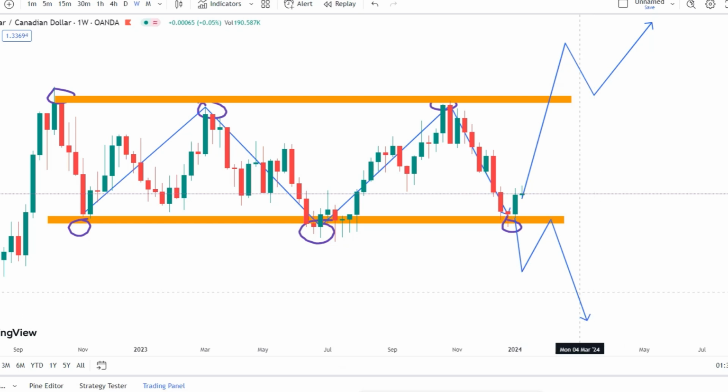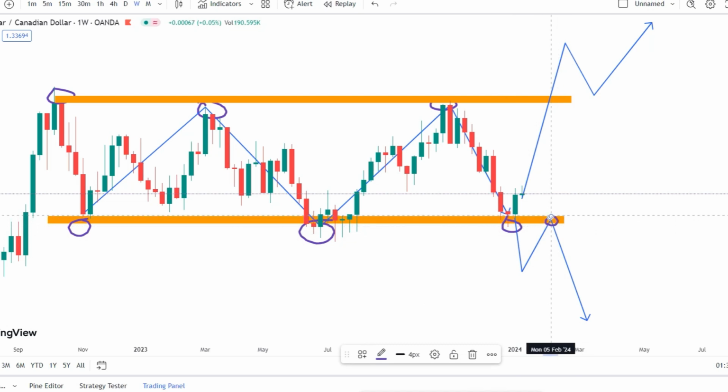So when the market breaks out right here, you can either not even enter the market, but this is going to be your entry point. After the market gives you the pullback, this is where you're going to enter the market.